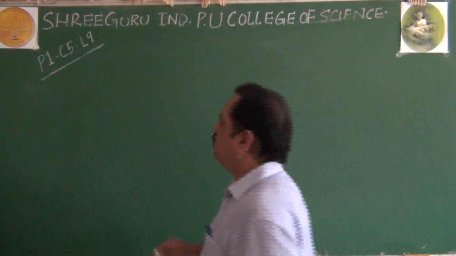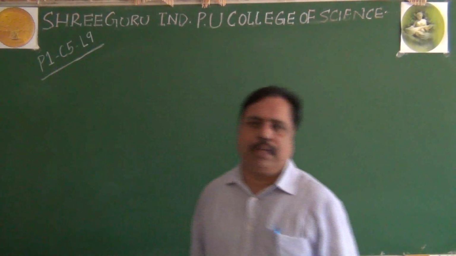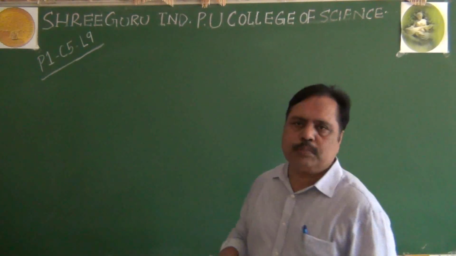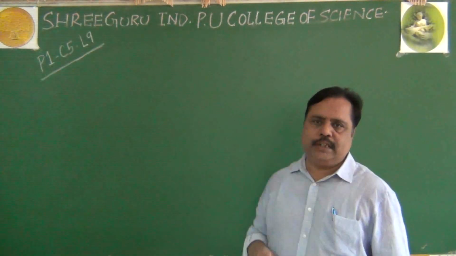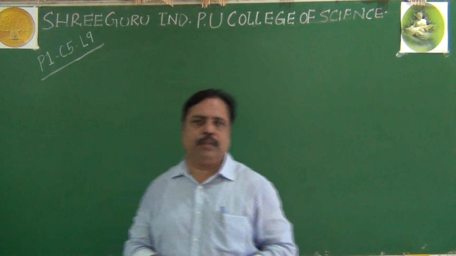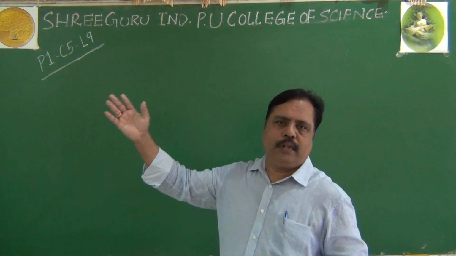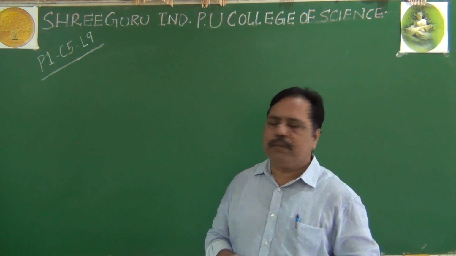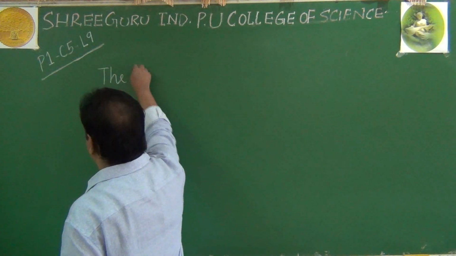This is lecture number 9 in the morphology of flowering plants. I was telling you about angiosperms and their morphology. In the morphology of a typical angiosperm, we come across root, stem, leaf, flower, fruit, and various other parts. I think in the previous lecture we started about the leaf.